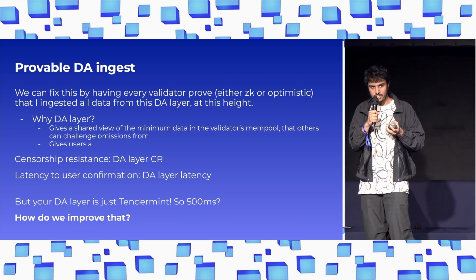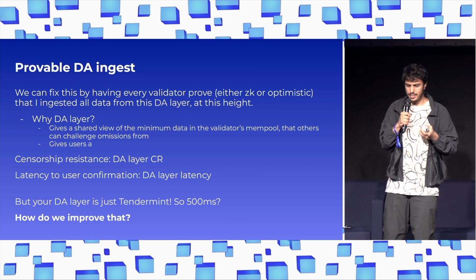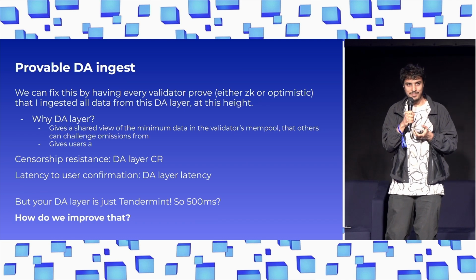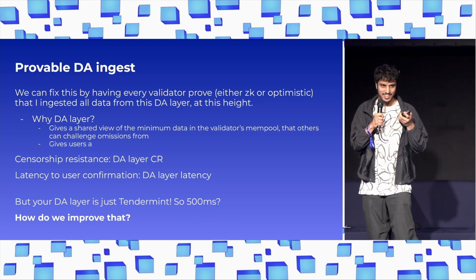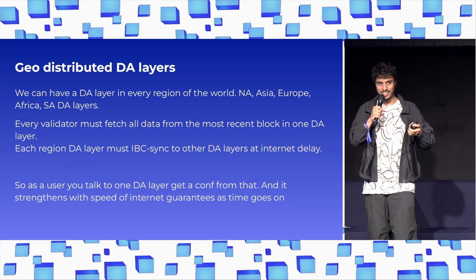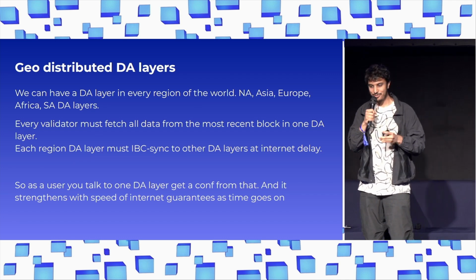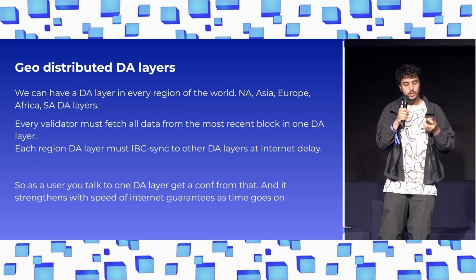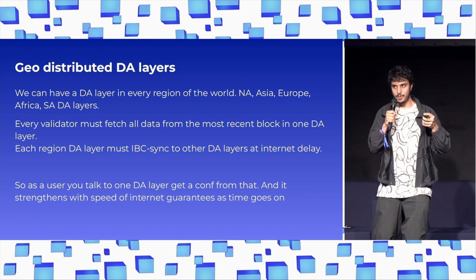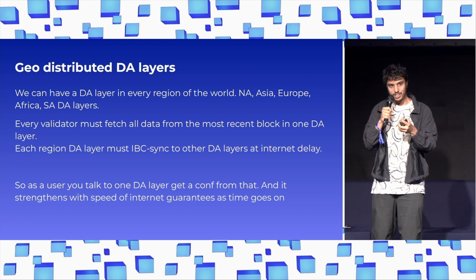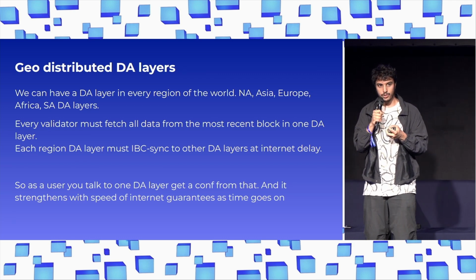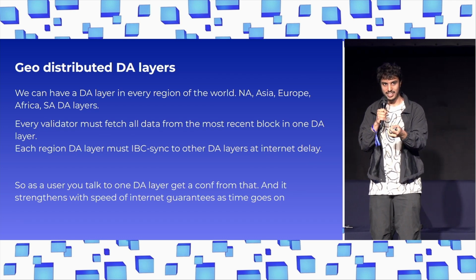So your latency to the user is going to be a DA layer latency. But here's a problem. Why would your DA layer be faster than Tendermint? It's still just going to be 500 milliseconds if you want globally distributed DA. And here's the cool idea that we can do as well. We can have geo-distributed DA layers, one in North America, one in Asia, one in Africa, one in Europe. Instead of every validator promising they've ingested everything from one DA layer, a North America validator could promise to ingest data from the NA DA layer zone, so they'll include everything that was included in the NA DA layer.